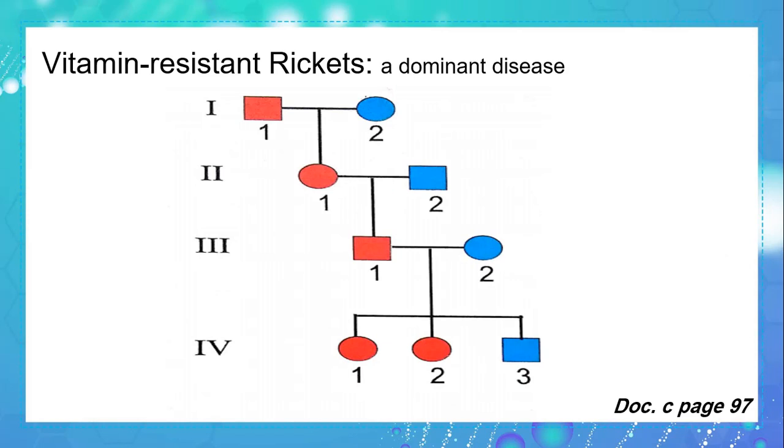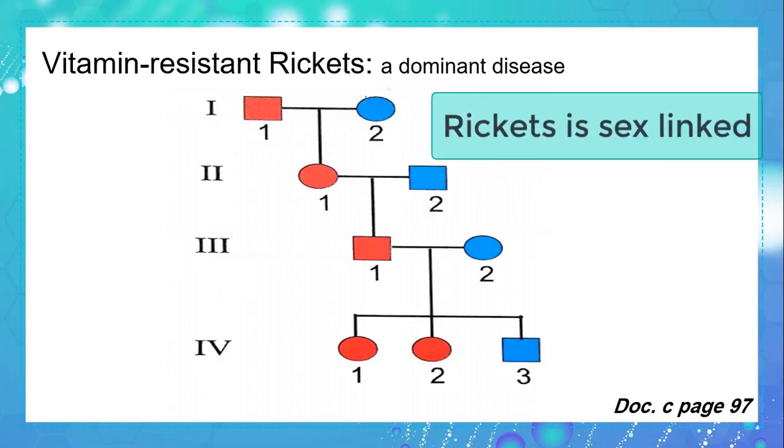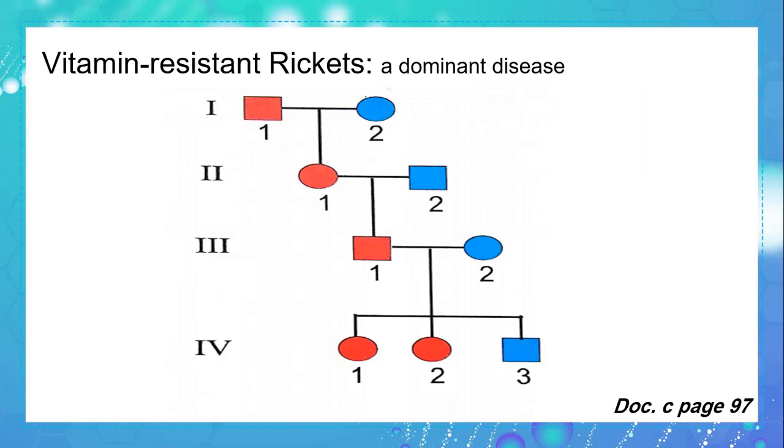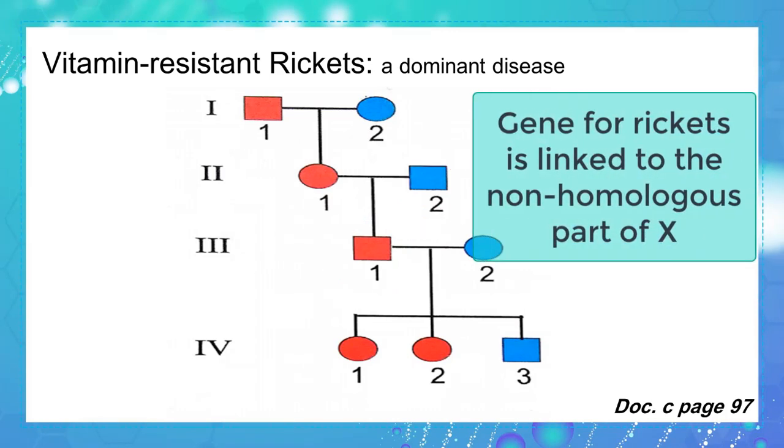Now, when it comes to dominant sex-linked diseases such as rickets, you can use the same strategy to determine the location of the gene responsible for rickets. Given that the gene is sex-linked, if it was located on the non-homologous part of Y, then the affected male 1 of the third generation will have the genotype XY^R, which will make his father also affected, but this is not the case since the father is healthy. Then, the gene for rickets is located on the non-homologous part of X.